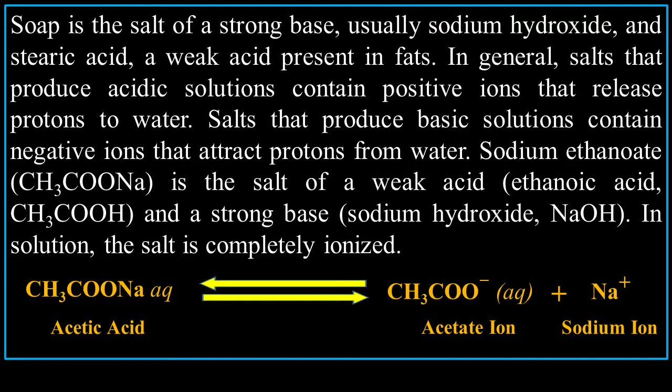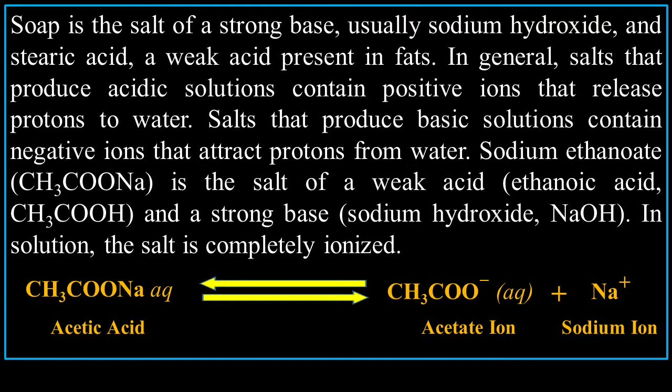In general, salts that produce acidic solutions contain positive ions that release protons to water. Salts that produce basic solutions contain negative ions that attract protons from water. Sodium acetate, as we're going to call it, is the salt of a weak acid, ethanoic acid or acetic acid, and a strong base, sodium hydroxide or NaOH. In solution, the salt is completely ionized. Sodium acetate yields the acetate ion plus the sodium ion.